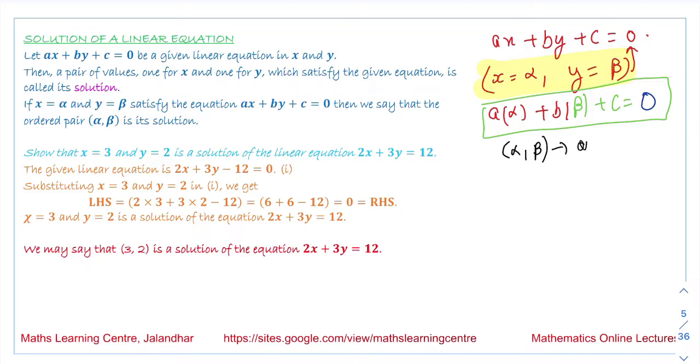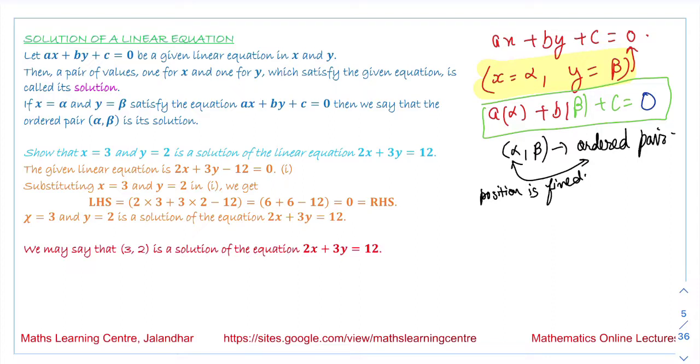This is like an ordered pair. Ordered pair means the position of these values is fixed, that alpha is representing the value of x and beta is representing the value of y. This thing is fixed in this particular case.